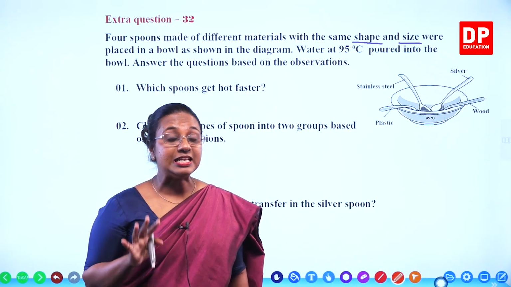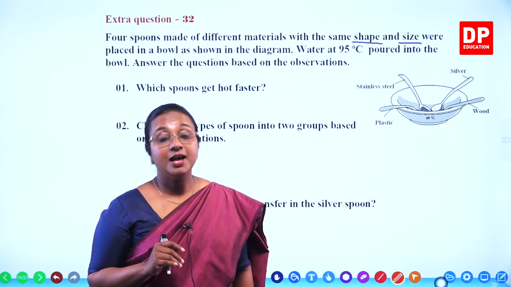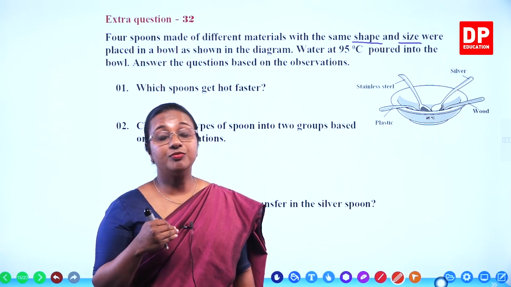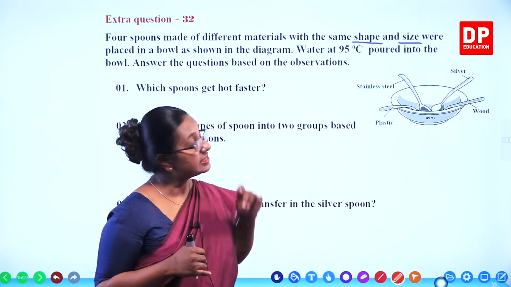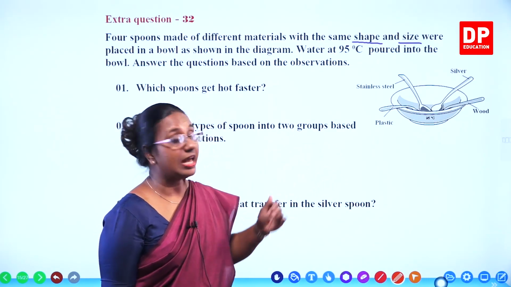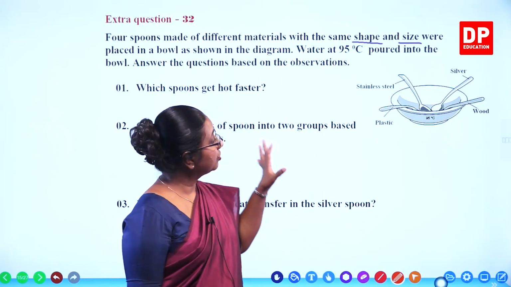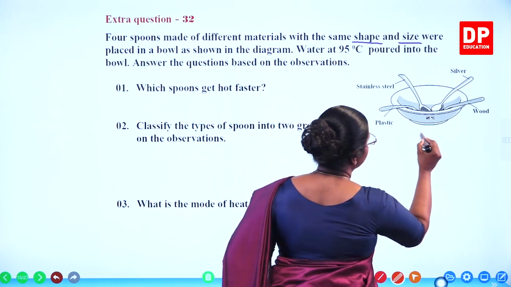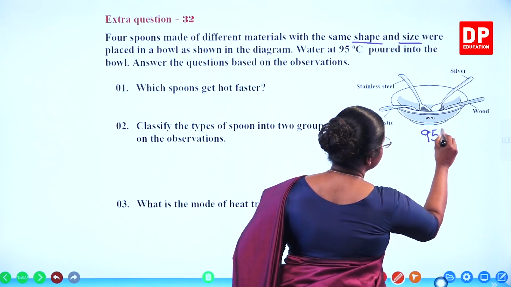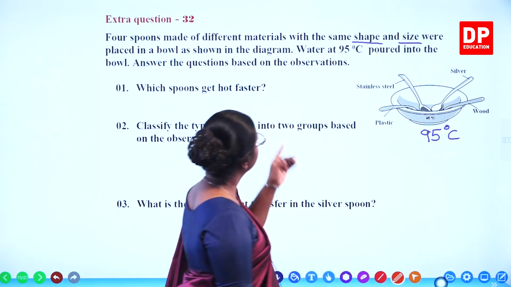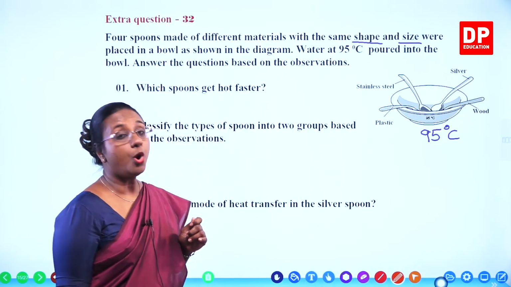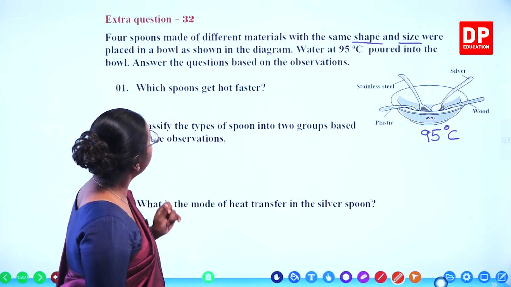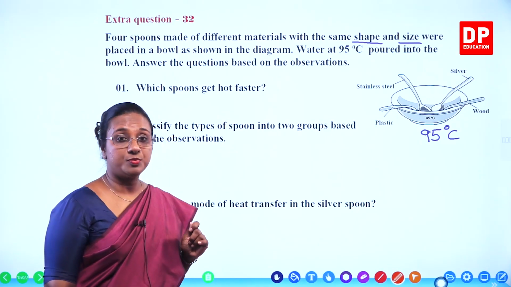You know, stainless steel is an alloy of iron. Iron with different substances, different elements. You form the stainless steel alloy. And silver is a metal, whereas wood and plastic, you know what they are. So, 4 different materials, and you can see here there is the temperature mentioned as 95 degrees Celsius. We will see why. Water at 95 degrees Celsius poured into the bowl. Answer the questions based on the observations.